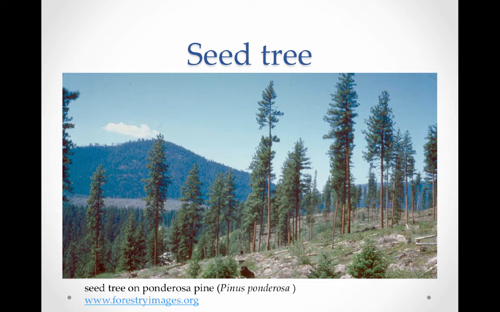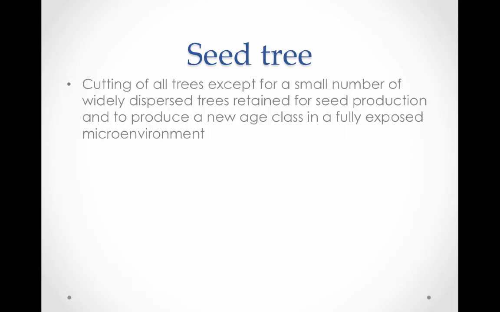So the third type of system I want to talk about is a seed tree system. So here we're seeing a seed tree system on ponderosa pine out west. So what is a seed tree? So it's cutting of all the trees except for a small number of widely dispersed trees retained for seed production and to produce a new age class in a fully exposed microenvironment.